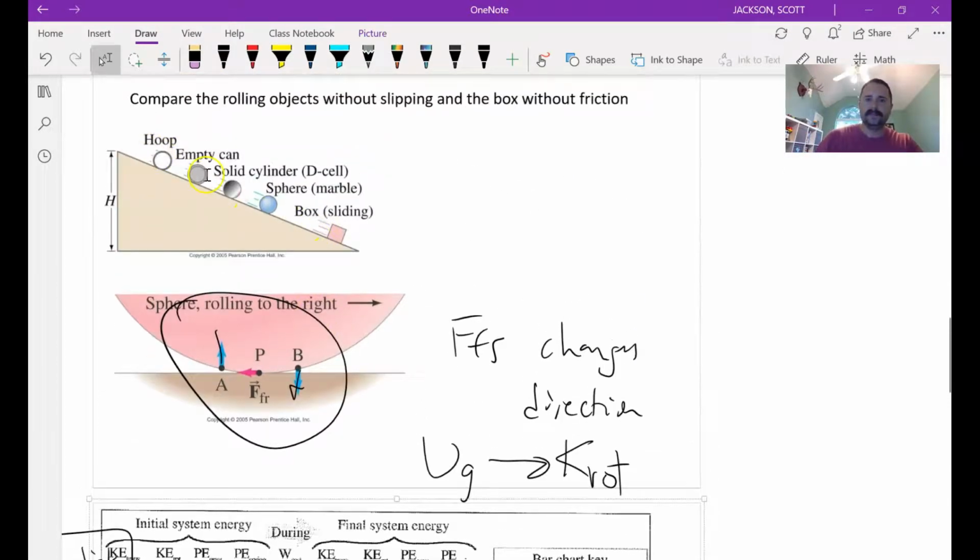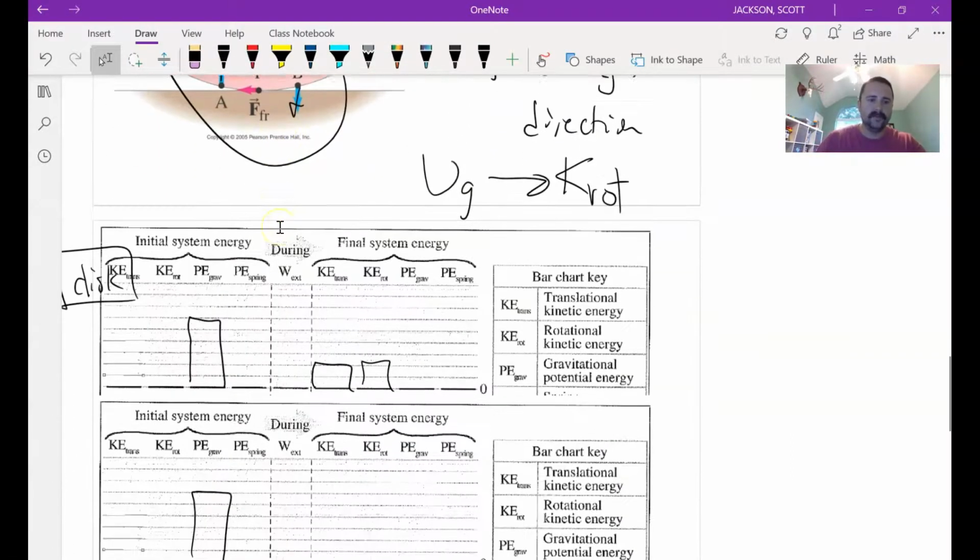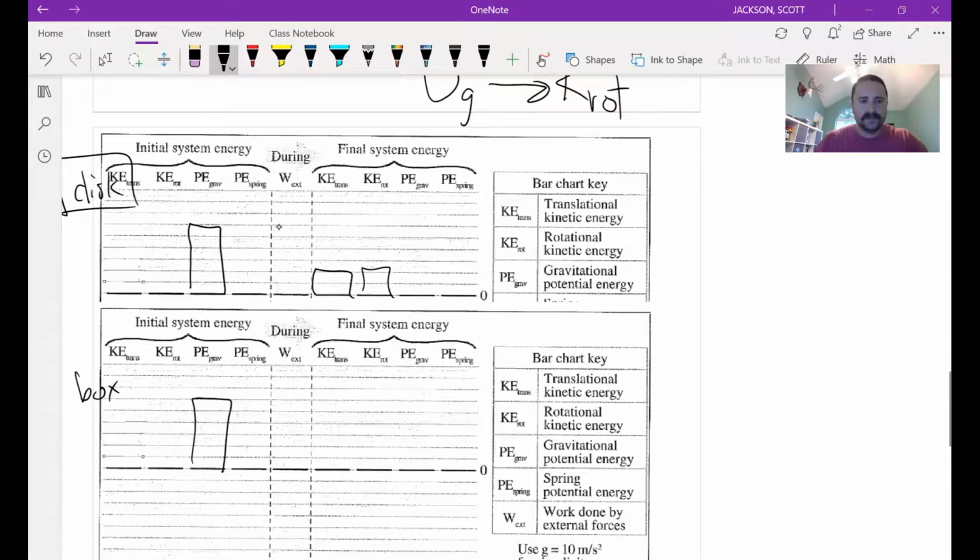Now, a common problem is they'll do a sliding box without friction. They'll ask you to compare those. So what if I have a box without friction? There, the answer is, if there's no friction, there's nothing to cause it to rotate, so it's going to have all this translational energy.